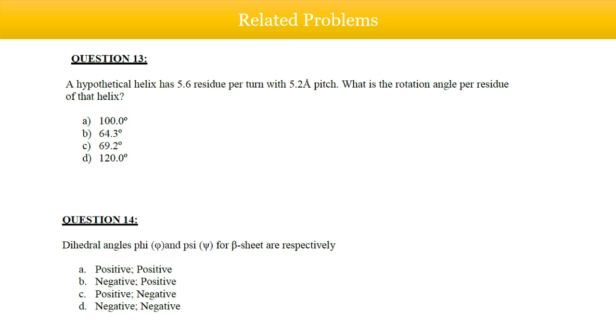And the last one is, dihedral angles phi and psi for beta sheet are respectively. What is the phi and the psi of a beta sheet? The options are combinations of positive and negative. So what will be the dihedral angle of a beta sheet? We just discussed it.